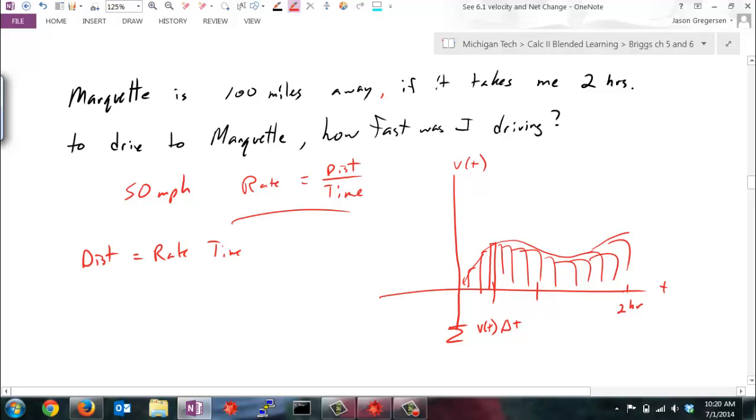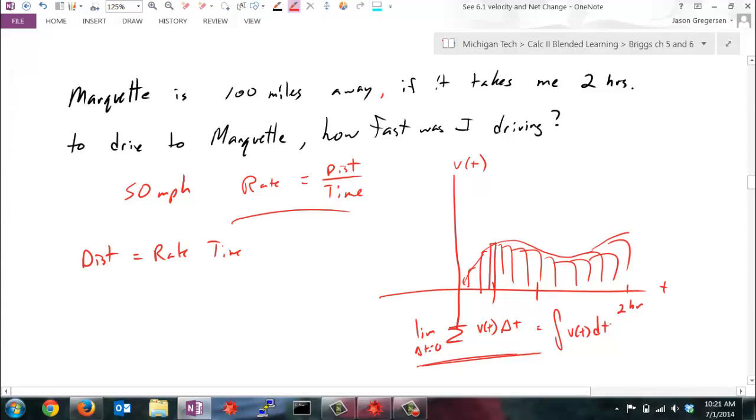I don't want a pretty good approximation. I want the exact distance. So now what I'm going to do is take a limit. I'll take the limit as delta t goes to 0. And then I will look at my expression and say, wait a second, I know what that is. I have a definition for that thing. That thing, by definition, is the integral of velocity with respect to t over that time interval.